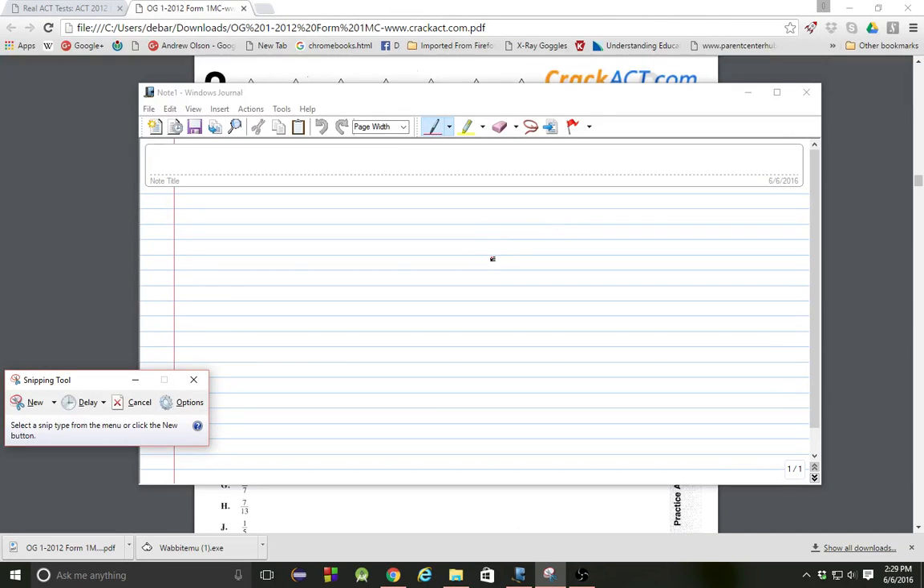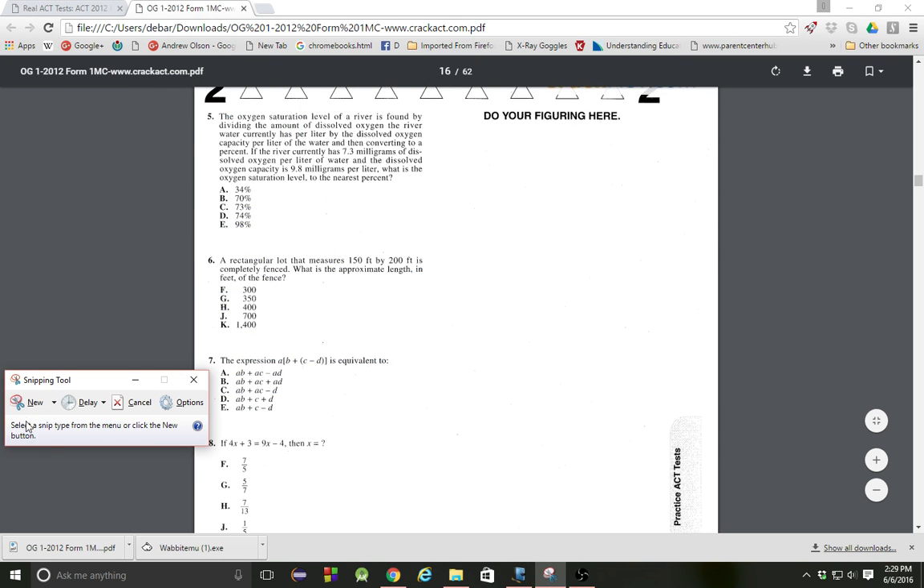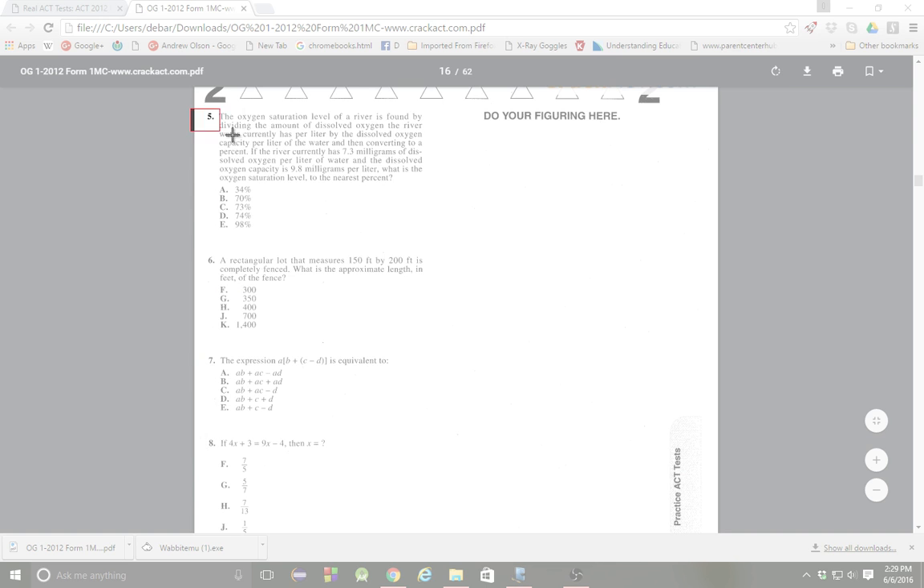Okay guys, so today we're going to be doing problems 5 through 9 on the ACT math for 2011 Form 1MC. So let's start. Problem number 5.